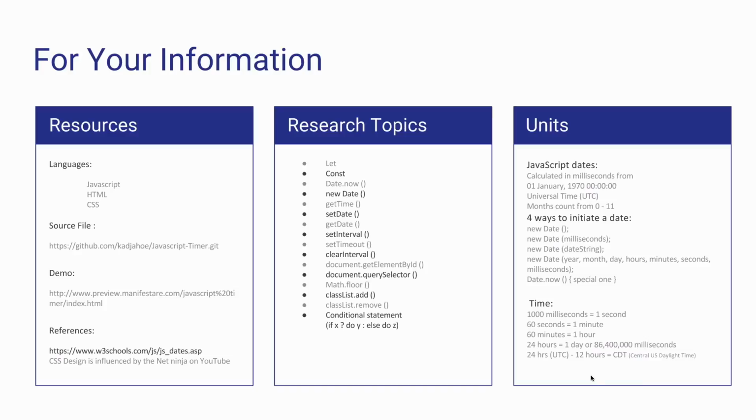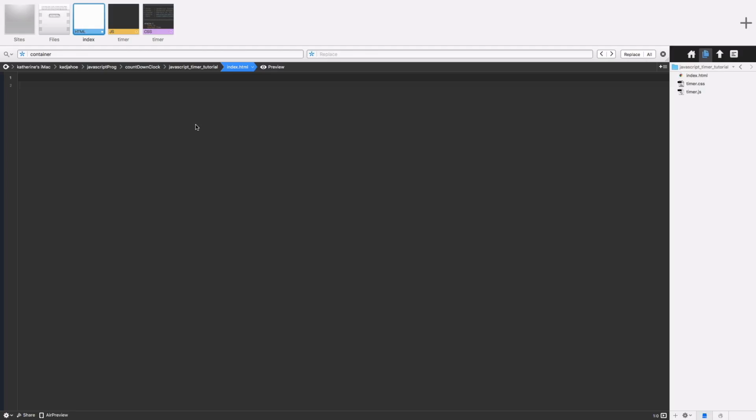All right, so let's dive in. All right, so let's get our hands dirty. So I created 3 files. So I created a folder, and then I made 3 files. One file called index.html. You could call it whatever you want. Timer.css and timer.js. Now I went ahead and populated the timer.css already because I will not be covering styling the timer in this tutorial. Plus you can get it from my source file.